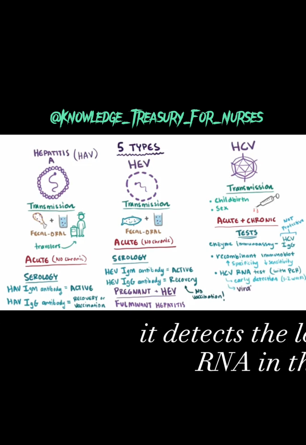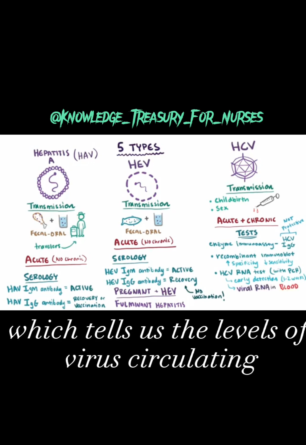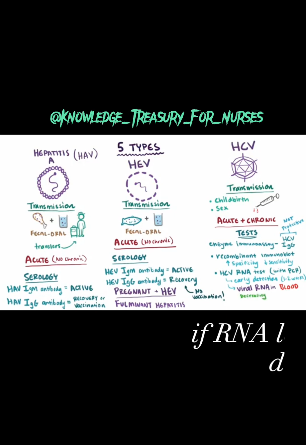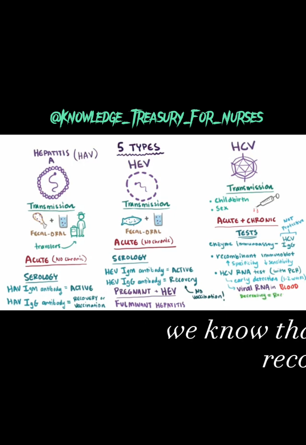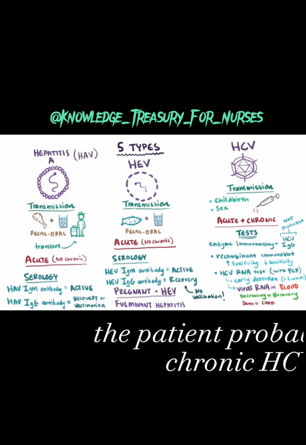Basically, it detects the levels of viral RNA in the blood, which tells us the levels of virus circulating. If RNA levels begin to decrease, we know that the patient's recovering. If RNA remains the same, the patient probably has chronic HCV.